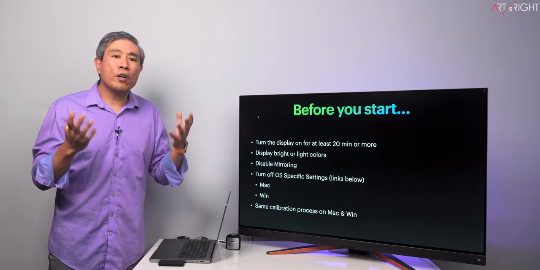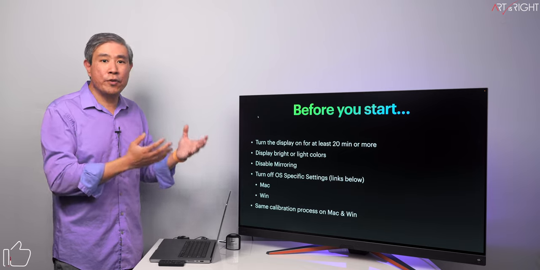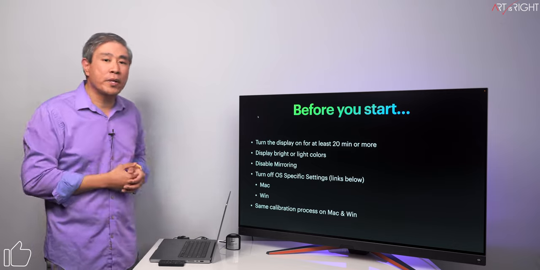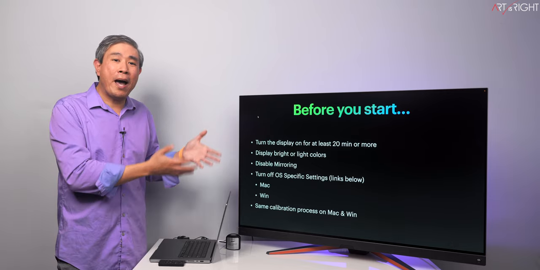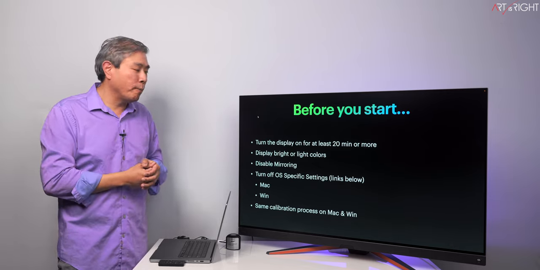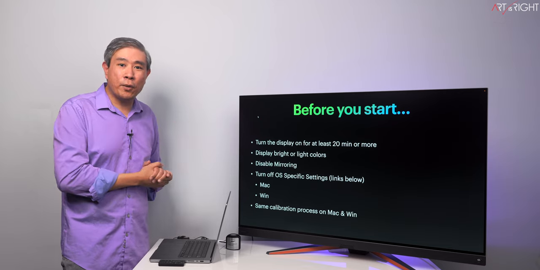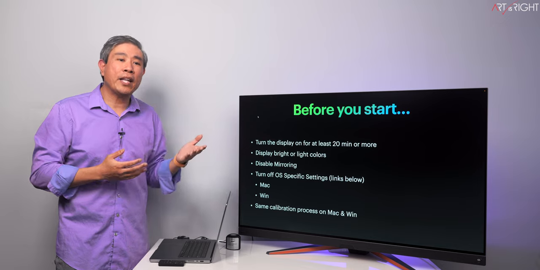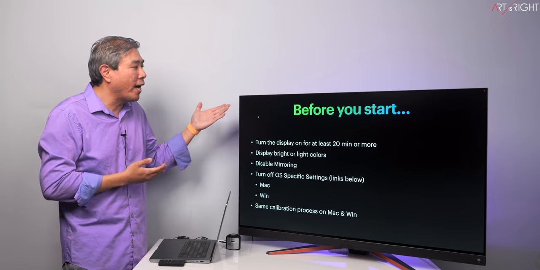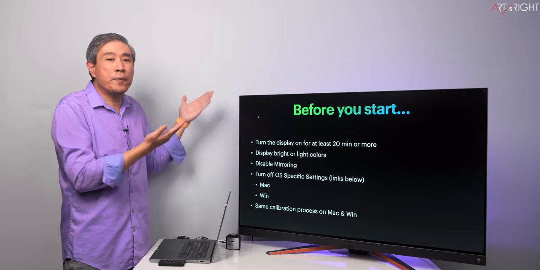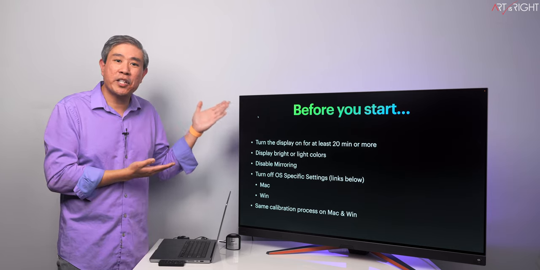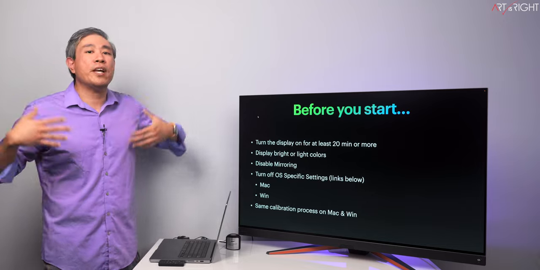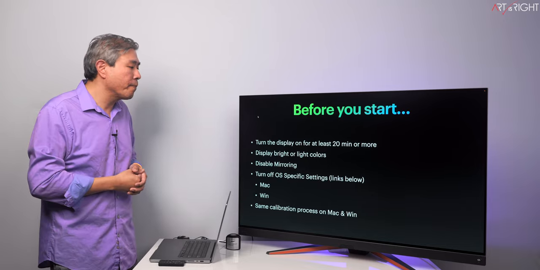Now, before we start our profiling process, we have to do a few things. We have to turn on the display and leave it running for at least 20 minutes or more. This gives the backlight the opportunity to properly warm up. And because this is an OLED panel, my recommendation is to display something bright or with lighter colors, because if you just show black, there's barely going to be any electricity hitting those OLED pixels. So what you want to do is show something lighter. This way the pixels have the chance to properly warm up.